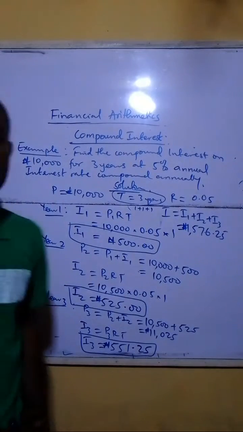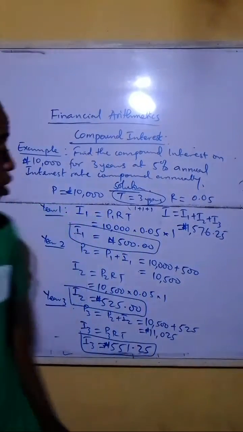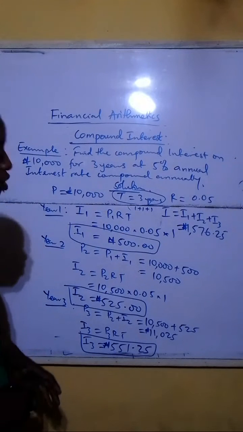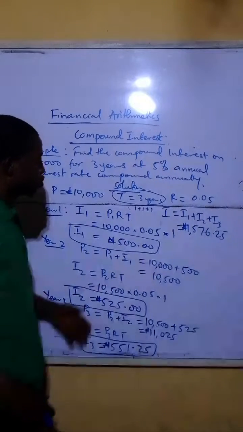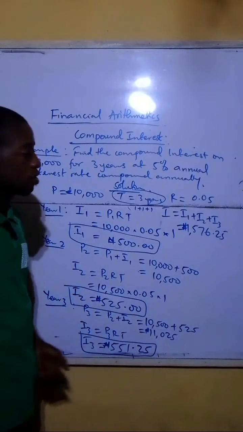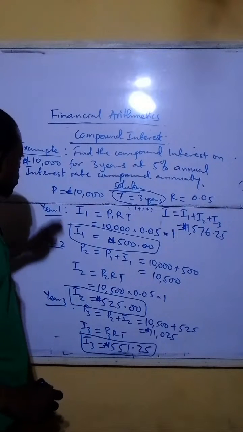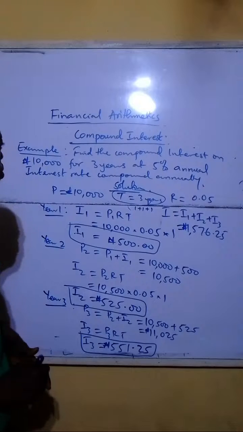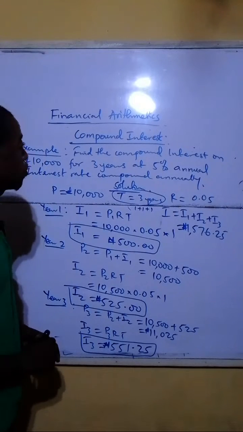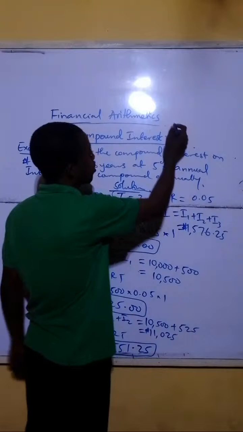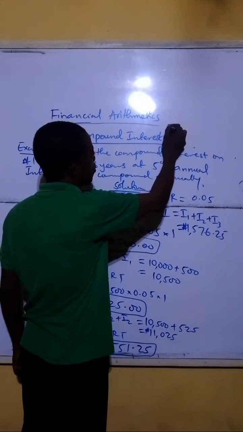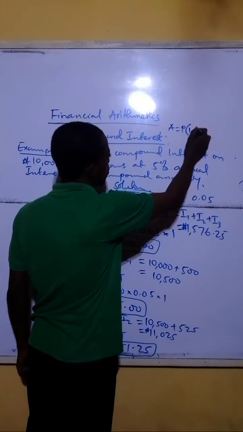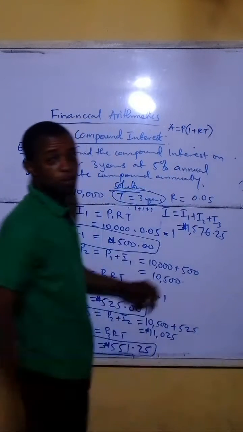In this class, let's stop here. When we meet next class, for instance, if the years given are like up to 6, 7, 8, 9, 10 years, there may not be need to use this long process. There is a formula which we apply. Recall from the formula for simple interest, amount under simple interest is A equals P into bracket 1 plus RT.